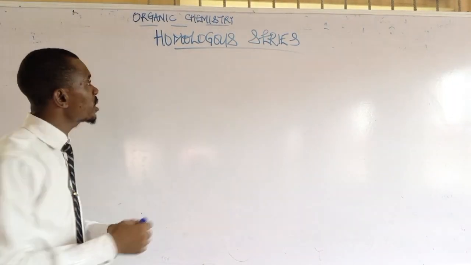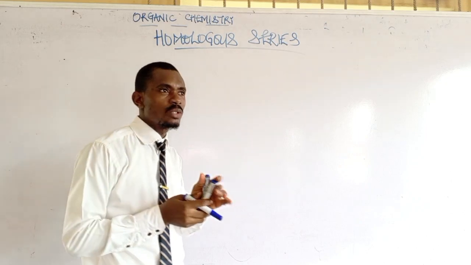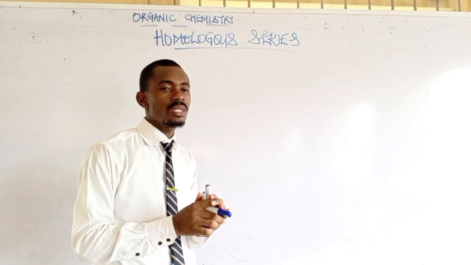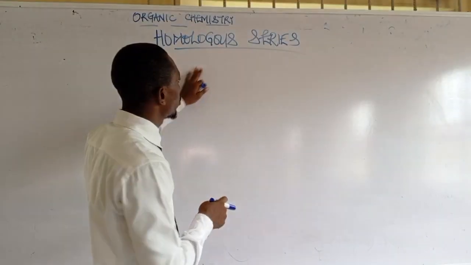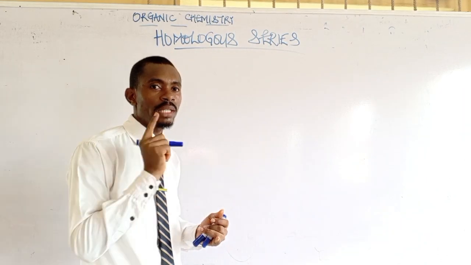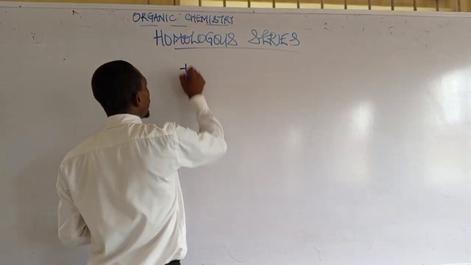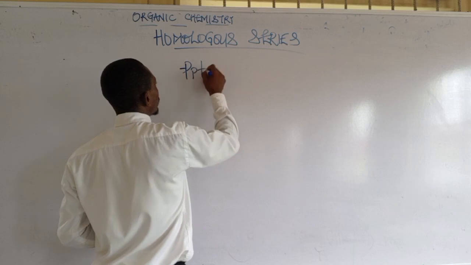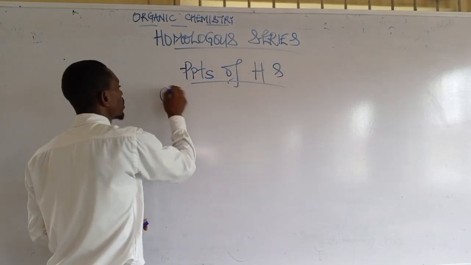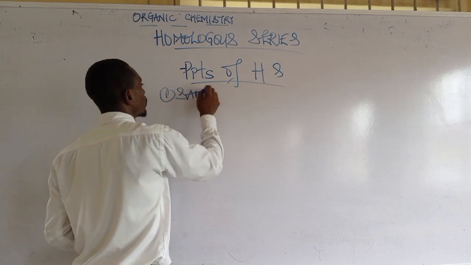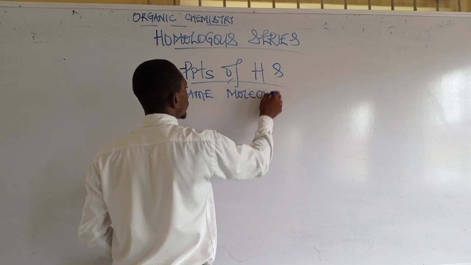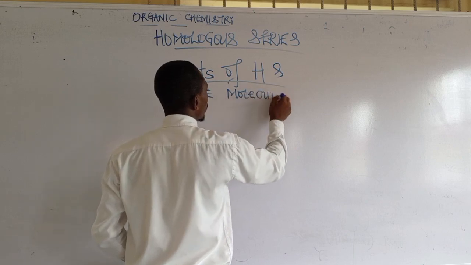Now in the homologous series, there is also something important known as their general properties. So what is obtainable in every homologous series? That is the general properties of a homologous series. One is that they all have the same general molecular formula.